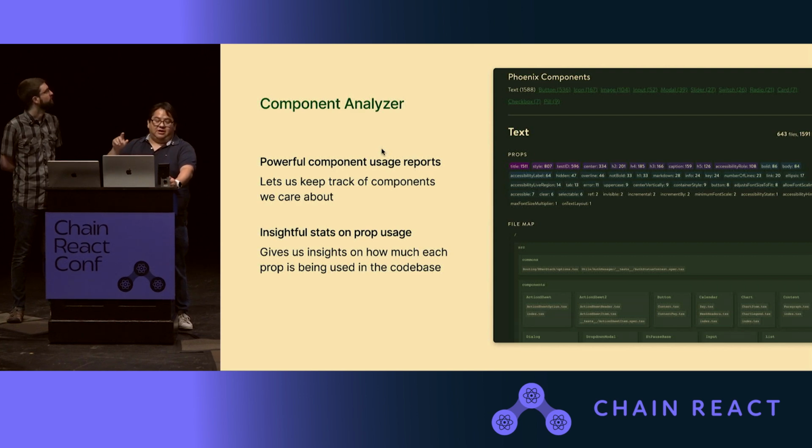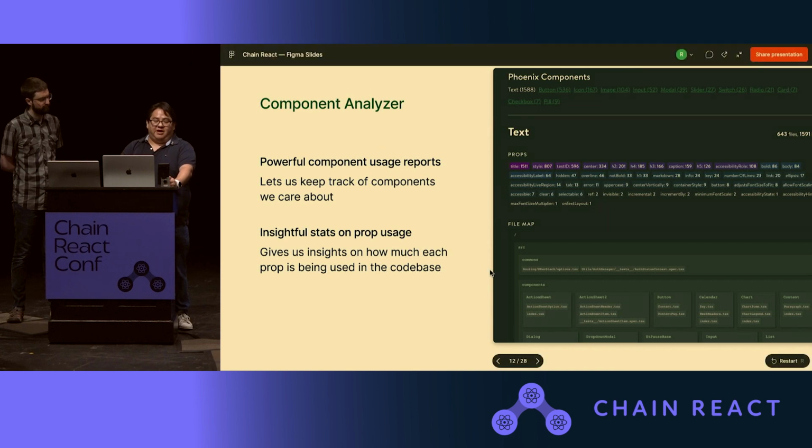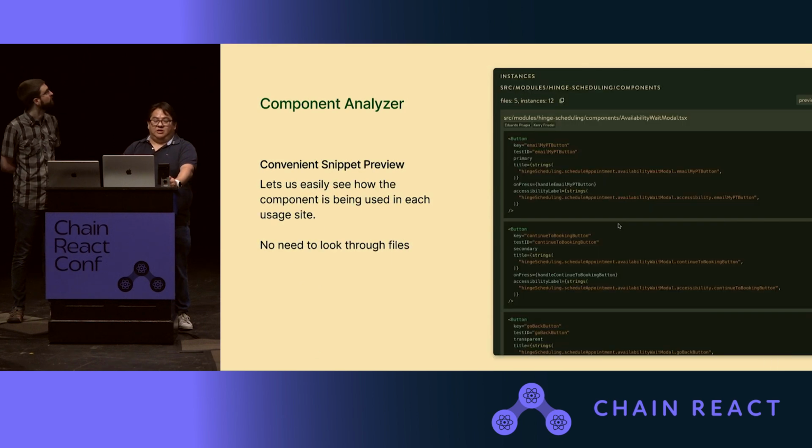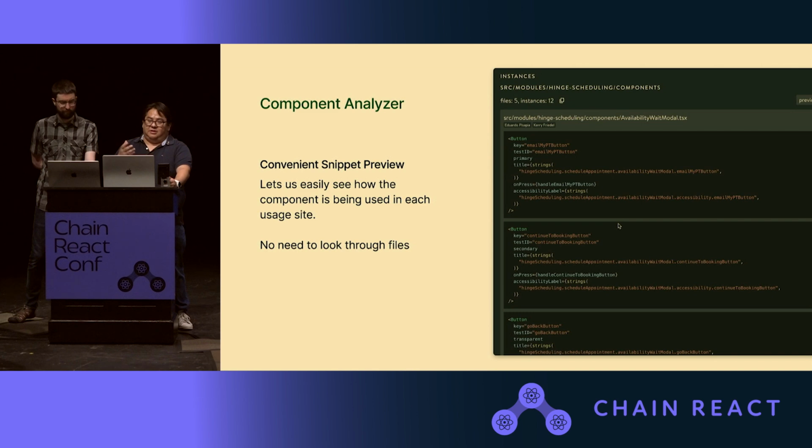In this tool, you can click on each prop to filter the report to only show the instances that use that prop. Below the props, the tool gives us a file map that gives us an immediate visual understanding of the extent of component usage throughout the codebase. Underneath the file map, the tool shows us the exact code snippet for each of those component instances. In this example, we're looking at several usages of the button component.